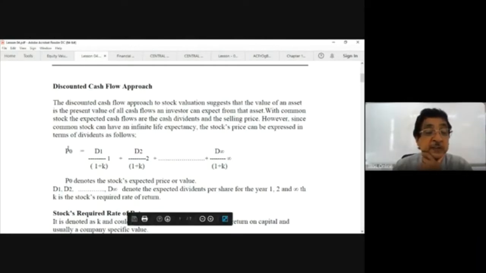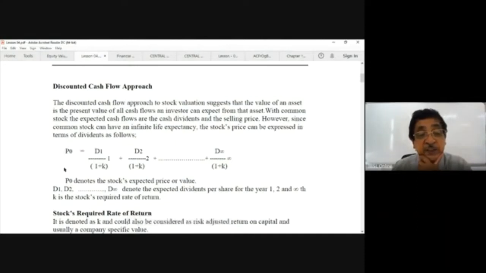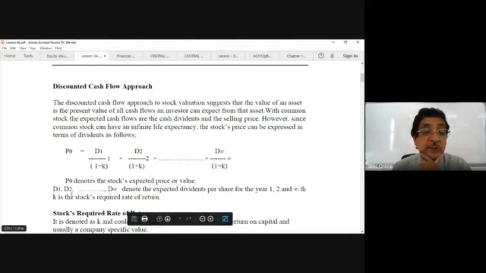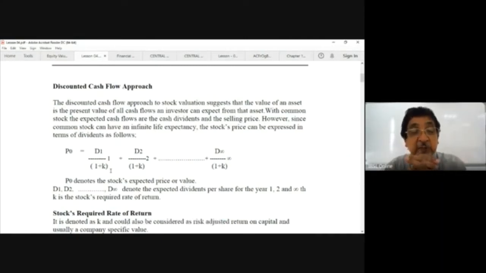Now, in this case, P naught is the stock's expected price or value. D1, D2 up to D infinity denote the expected dividends per share for the years 1, 2, and infinity. K is the stock's required rate of return. Sometimes we call it the required rate of return.